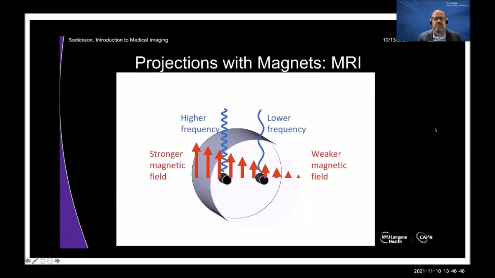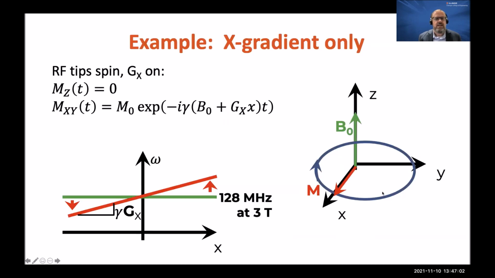And this is a slide from Dan just to show we can put a magnetic field gradient across the sample and we can get very different frequencies coming out of one side of our sample versus the other. And so at a weaker magnetic field, we get a lower frequency, higher magnetic field, higher frequency. And he showed projections.